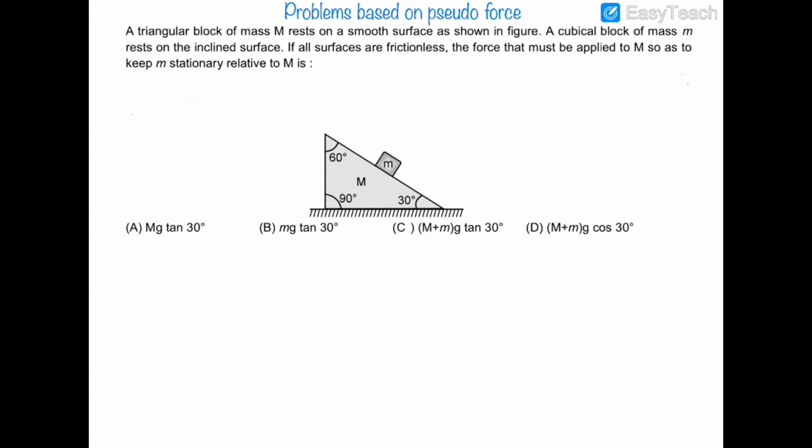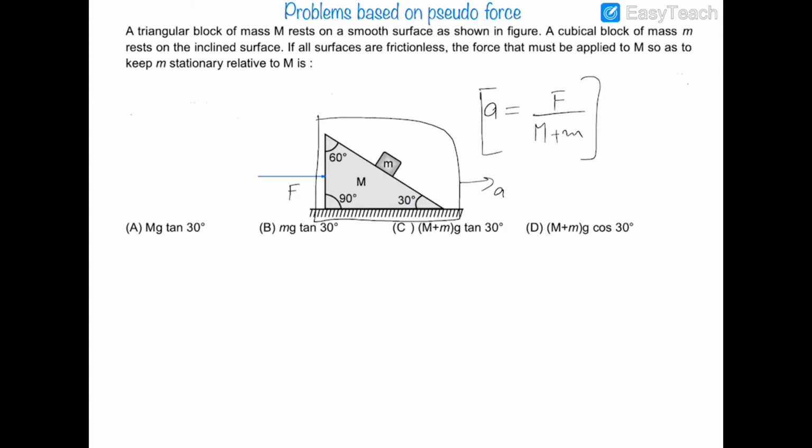Now, we can imagine the direction in which we need to apply this force. We can see that we need to apply this force F towards the right-hand side. Let us suppose that this complete system is moving with an acceleration a, and therefore a will be equal to the net force F upon (M plus m). This is the combined acceleration of the system.